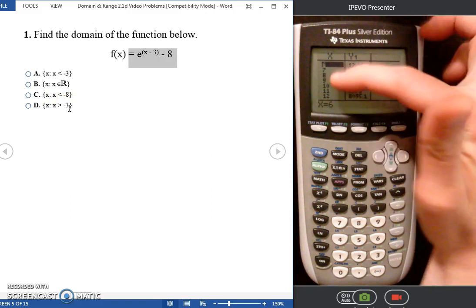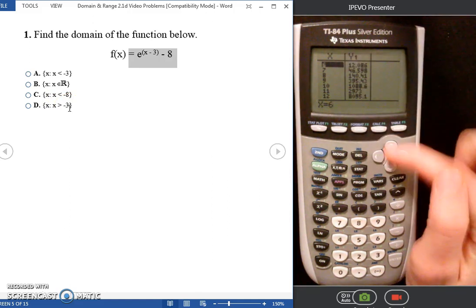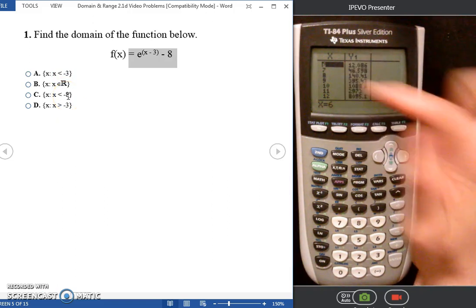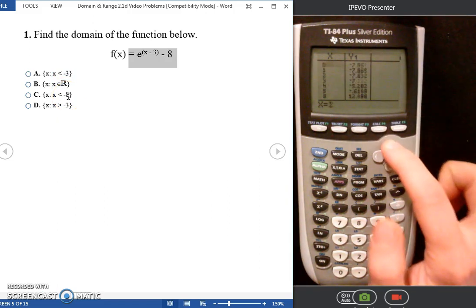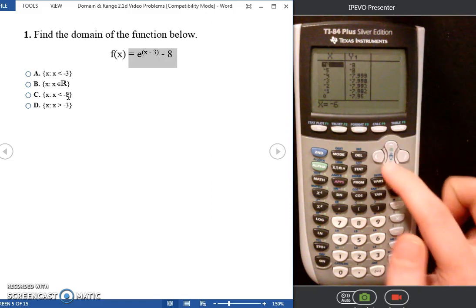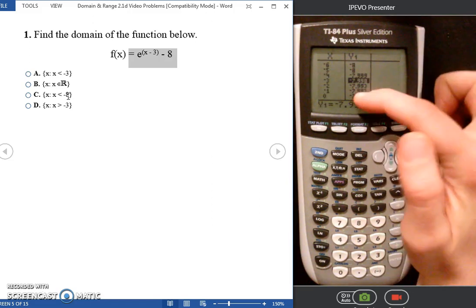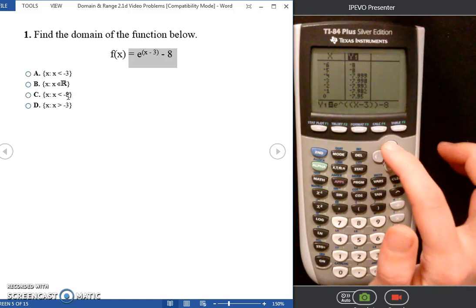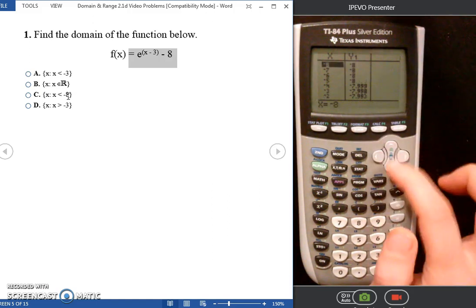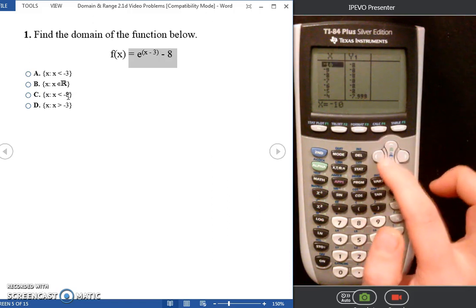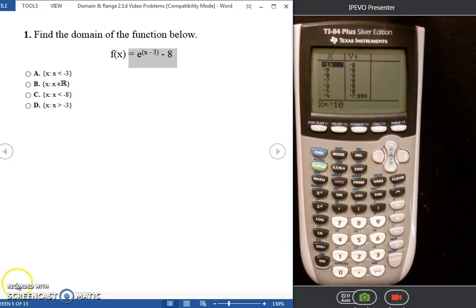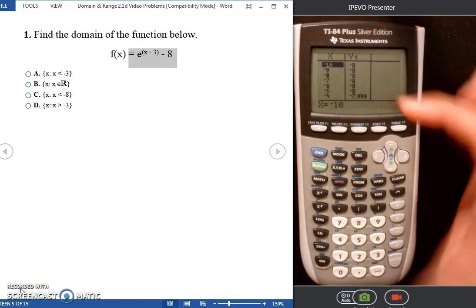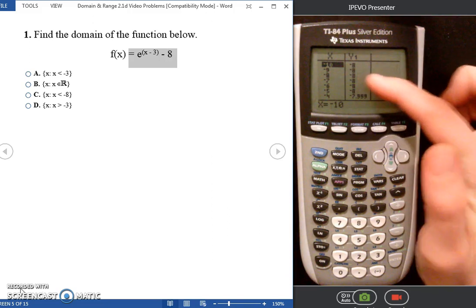So that means on my x column here, I'm going to go to -3 and -8 and see if I see error over here in the y column. So I just use my arrow, and here at -3, I have numbers before and after it. So that's not going to be one of my answers. And when I go to -8, I have values for y before and after it. It's the same value, but it's still a value.